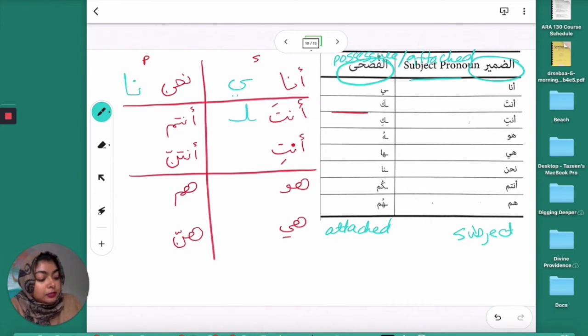Okay, so أنت, we add kaf. أنتي, same thing, but with a kasra. Don't put a ya at the end. Right? So if I say waliduka, if you're male, then I would say waliduka, your mom, your dad.